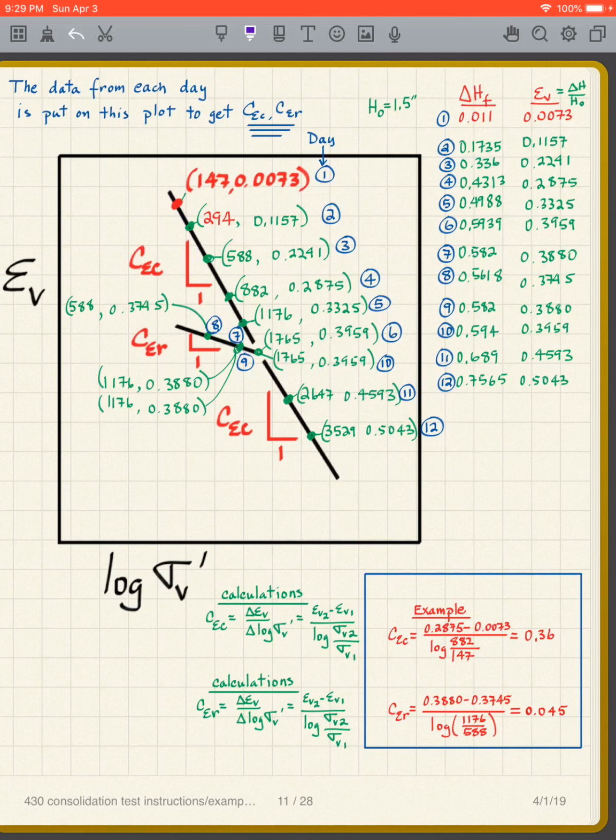And so my delta y is my delta epsilon v. And my delta x is delta log sigma v prime because it's a log scale. And so this is my slope for C-eps-c. This is my slope for C-eps-r. And so this is sort of fake data, so all the points look fantastic. They're all on the line.